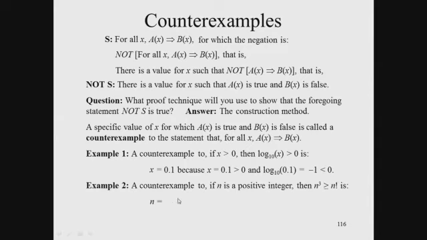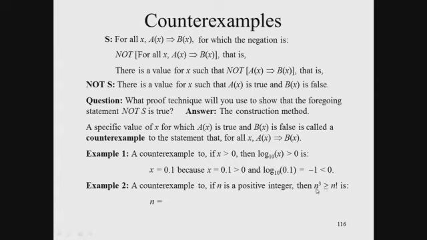Let's do another example. Let's look at the statement, if n is a positive integer, then n cubed is greater than or equal to n factorial, n times n minus 1 times n minus 2 all the way down to 1. We want to produce a counterexample to this. That means we need a value of n that is a positive integer, but for which n cubed is less than n factorial. What value of n will do that?